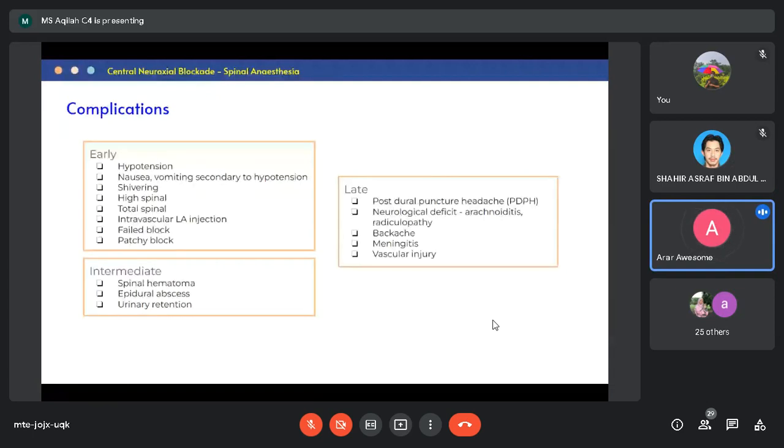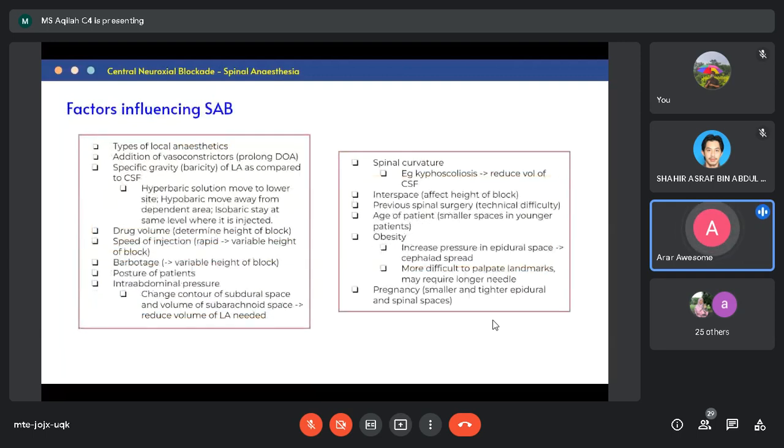Other factors influencing the spinal anesthesia are also the posture of the patient that we described before, and also the intra-abdominal pressure. Also, the spinal curvature will affect the spinal anesthesia. For example, in a patient with kyphoscoliosis, it will reduce the volume of the CSF, and then the intestine will affect the height of block. Previous spinal surgery will affect the difficulty of the technique when we administer the anesthesia.